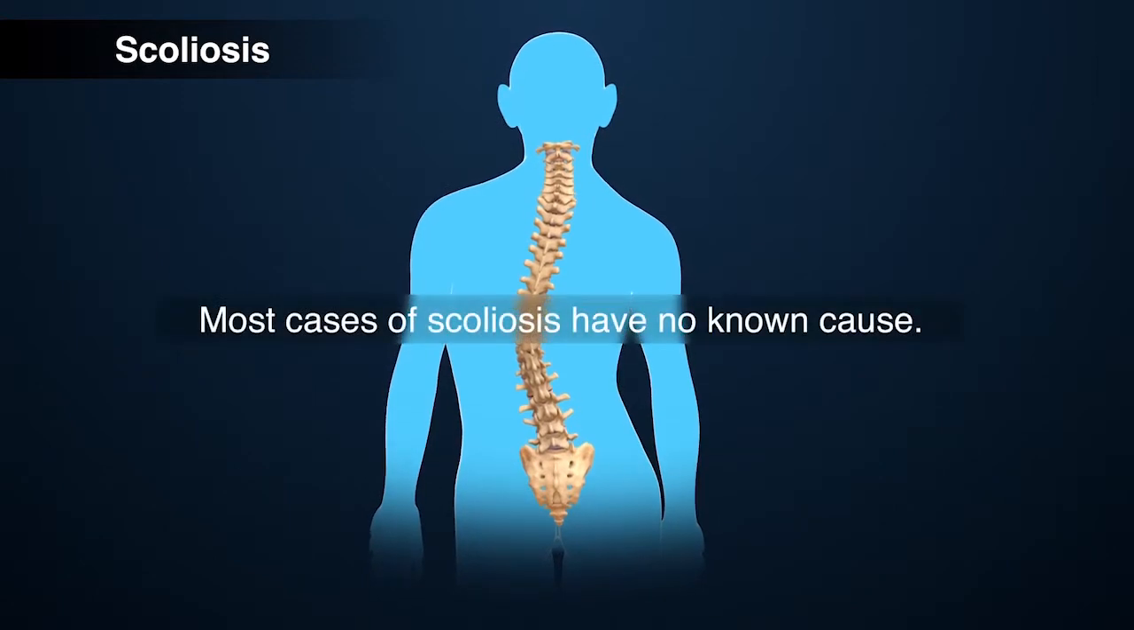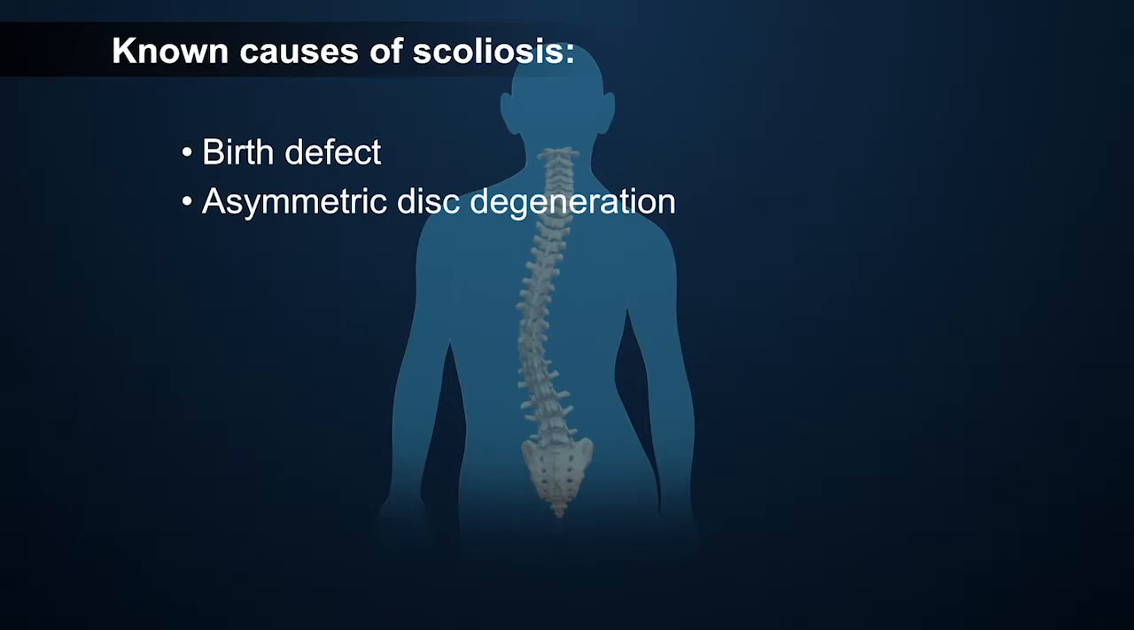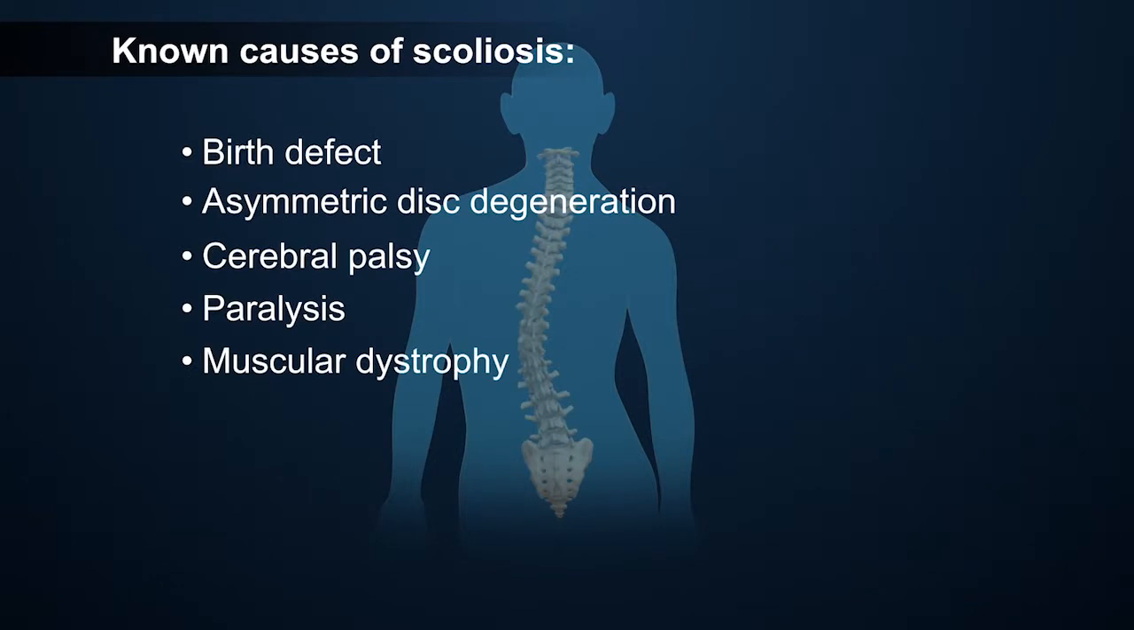Most cases of scoliosis have no known cause. In some cases, scoliosis may be present at birth. In other cases, it may occur over time. The most common cause in adults is asymmetric degeneration of the disc, causing the spine to be tilted to one side or the other. Other causes may include cerebral palsy, paralysis, muscular dystrophy, osteoporosis, or even spinal fractures.